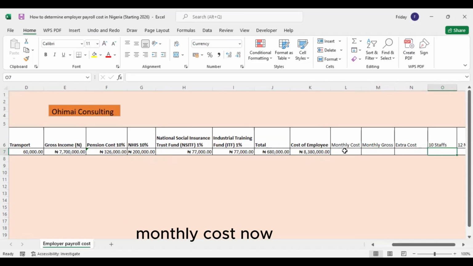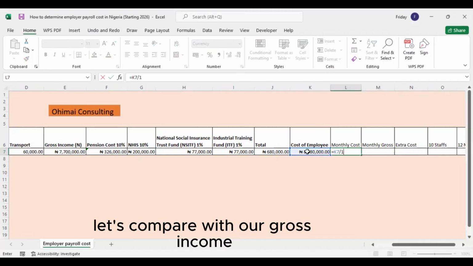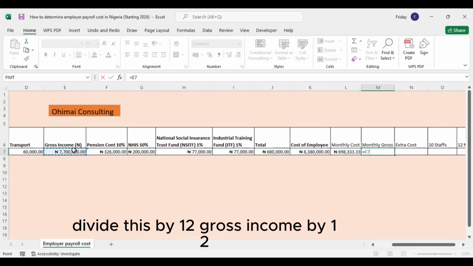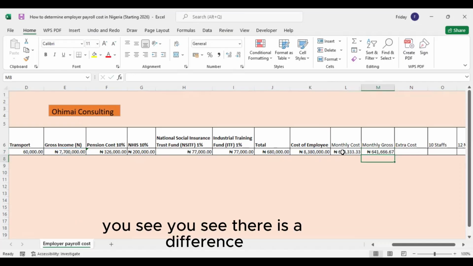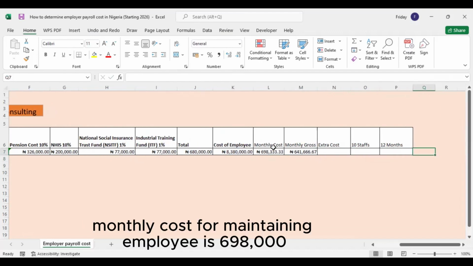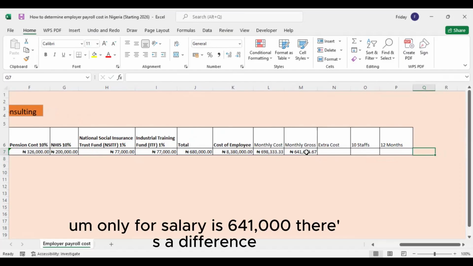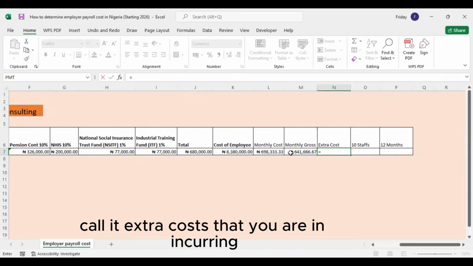Now, the monthly cost. If you want to get the monthly employee cost, you divide it by 12. Let's compare with our gross income. Divide gross income by 12. You see there is a difference now. I told you when we started this video, the monthly cost for maintaining an employee is 698,000, whereas the monthly gross, only for salary, is 641,000. There's a difference. Let's check the difference. Call it extra costs that you are incurring.